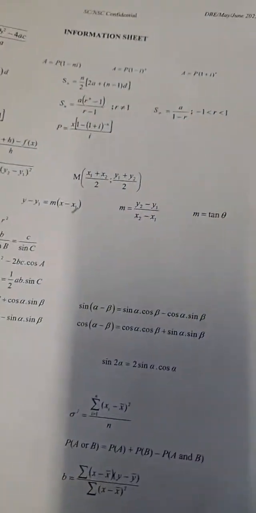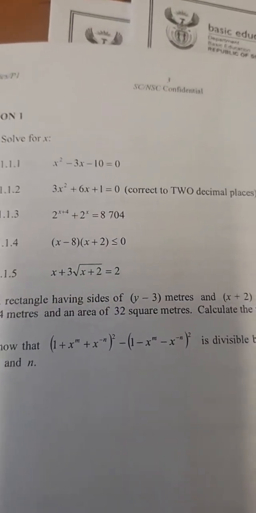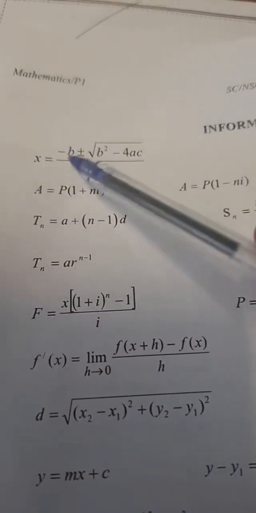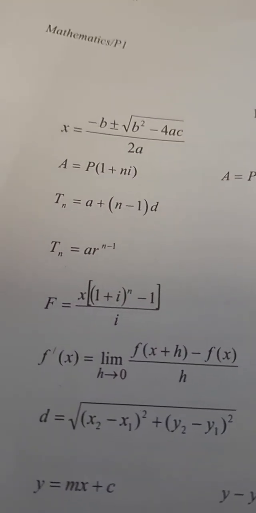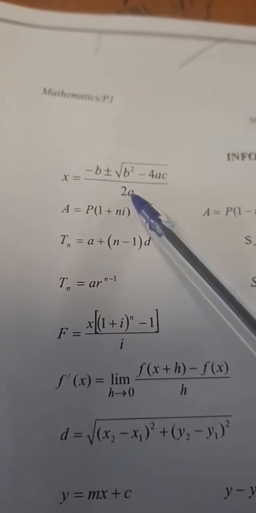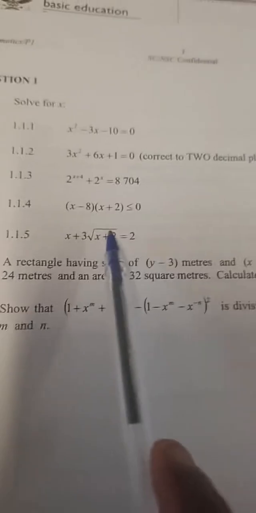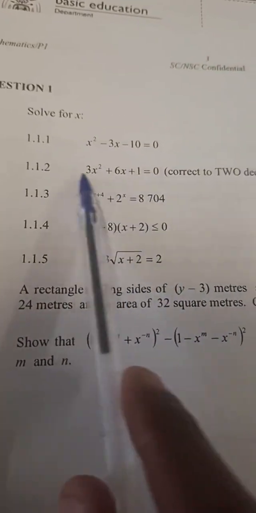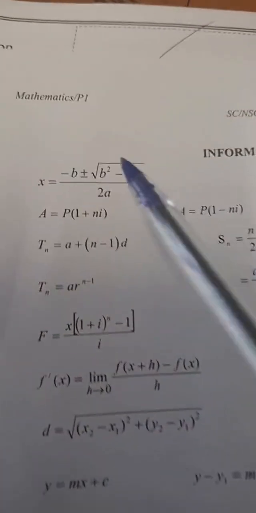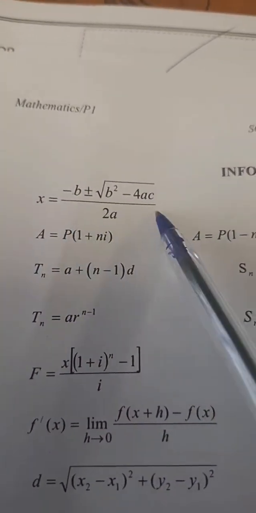So when we are answering a question like 1.1.2, we can use the quadratic formula. There it is, guys. This can be used when answering question 1.1.2. x is equal to minus b plus minus the square root of b squared minus 4ac, all over 2a. This can be used to answer this question. I hope it's clear that we can use this quadratic formula.